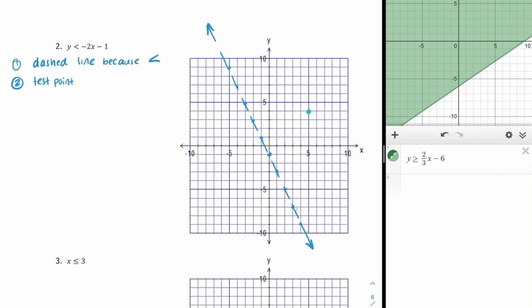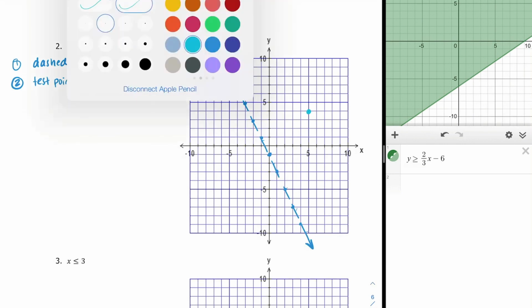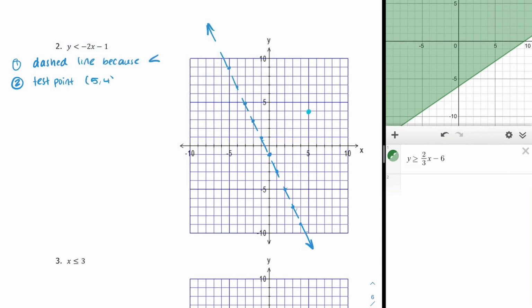But just to show you that it really doesn't have to be, I'm going to pick the test point 5, 4. Okay? Again, 0, 0 would suffice, but I just want you to see that it could literally be any single point and you'll get the same result here. So I'm going to choose a test point 5, 4.